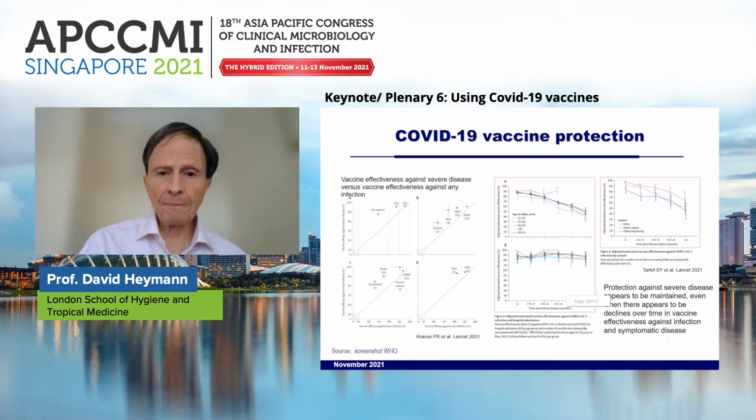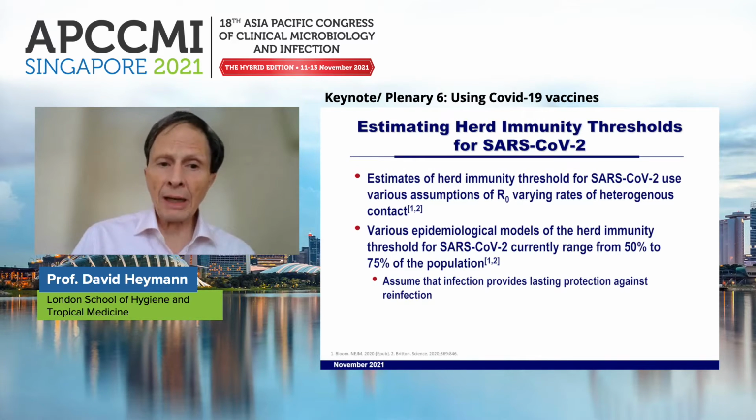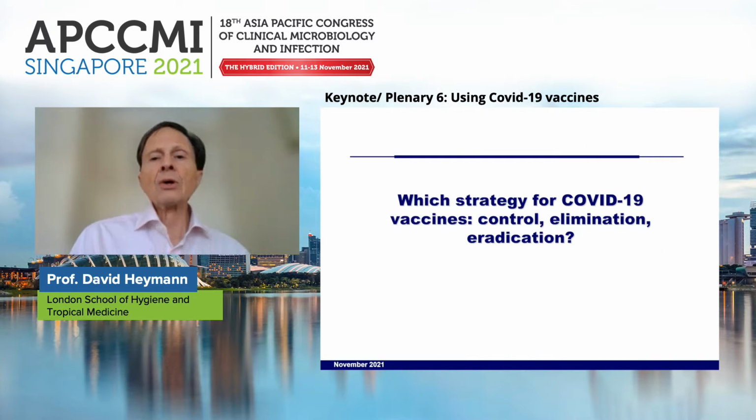So moving on, estimating herd immunity thresholds has been a very popular topic for many modelers, and various models have shown herd immunity threshold for SARS coronavirus 2 to range from 50 to 70% of the population. That's assuming, however, that infection provides lasting protection against reinfection and that vaccines also provide that protection. So which strategy should we be using for COVID-19?